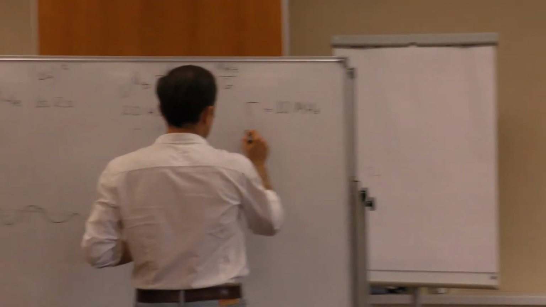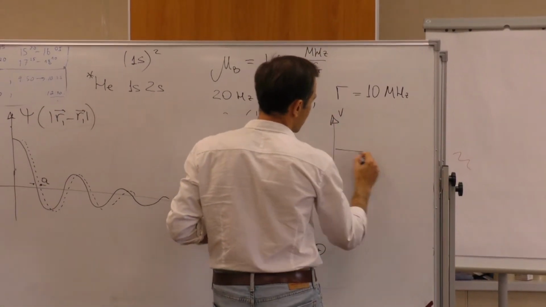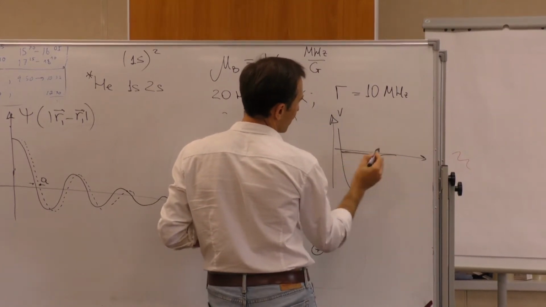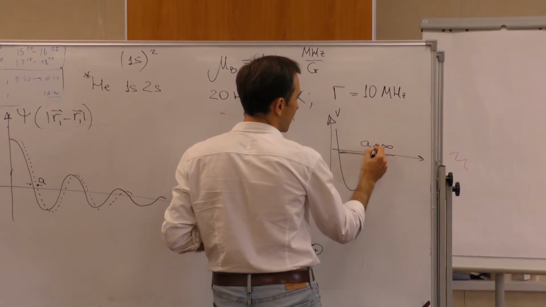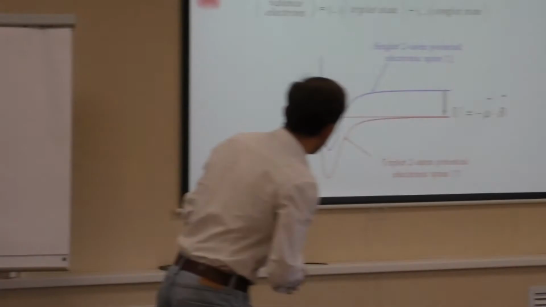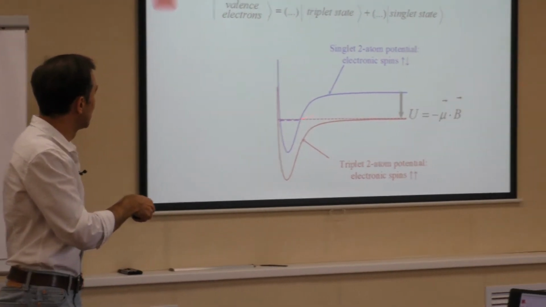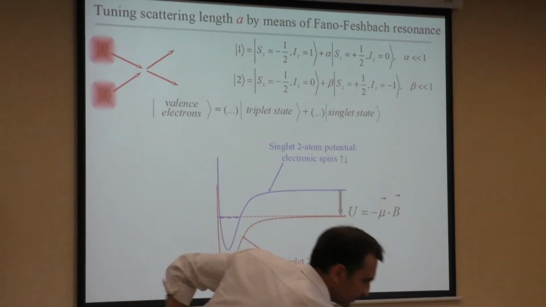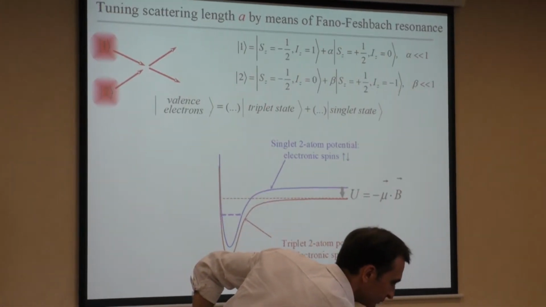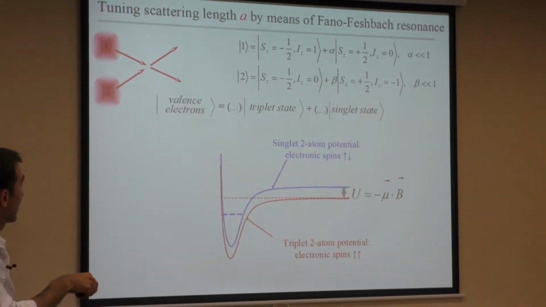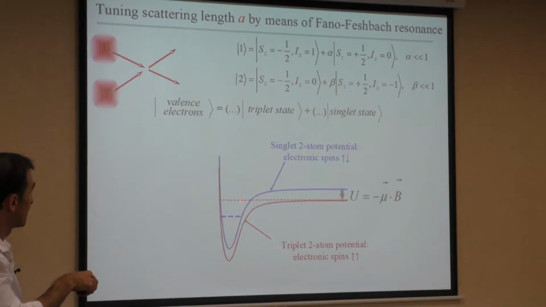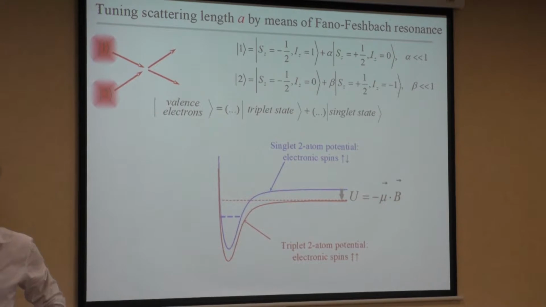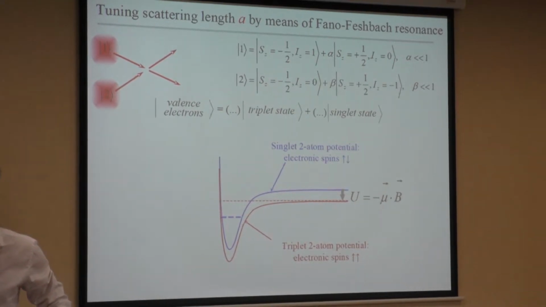at zero energy. Remember, in this situation, this is the potential. And if the bound state is just at zero energy, this corresponds to the infinite scattering length. So by tuning in resonance, you get the infinite scattering length. And of course, this situation where the bound state in the singlet potential is below the zero energy level, it means positive energy. So by applying a magnetic field, this way it is possible to change the scattering length.